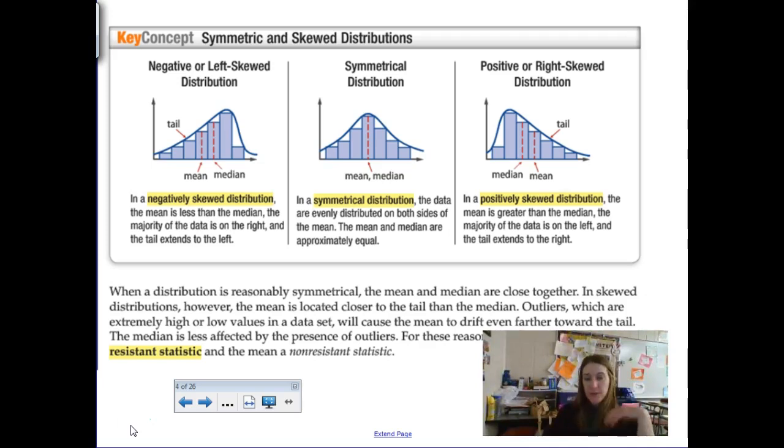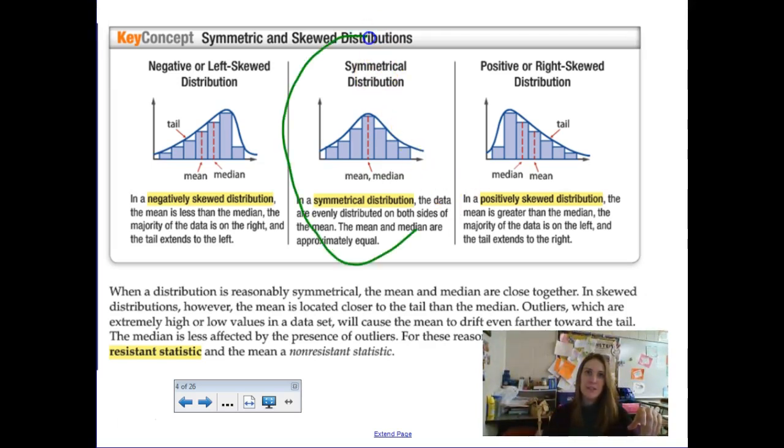Alright, so first let's talk about skewedness of distributions. So this first one, let's talk about the middle one first. So if you have what we refer to as a normal distribution, my tablet's not working. Okay, just a minute.